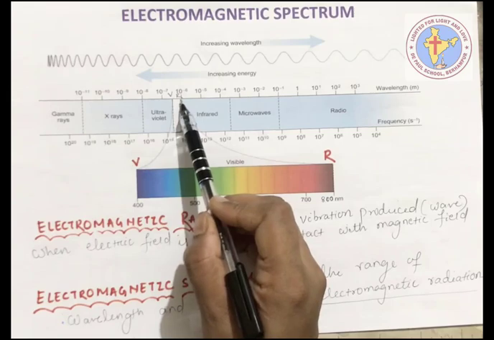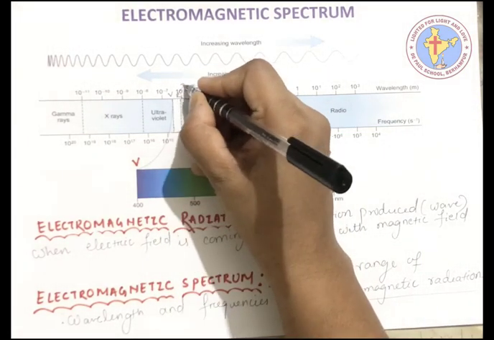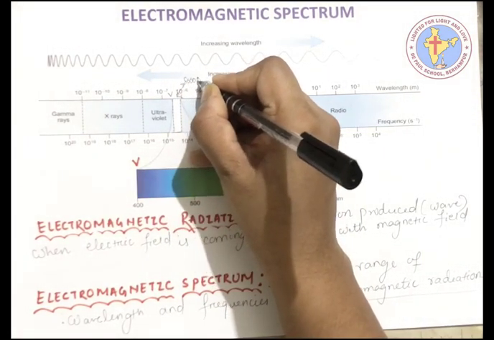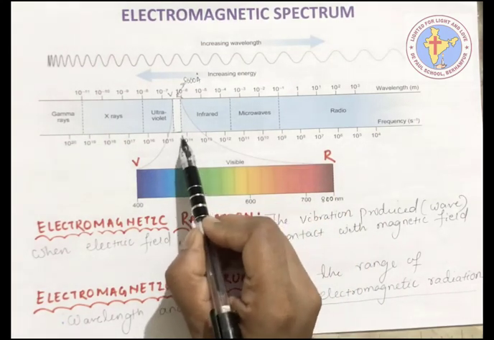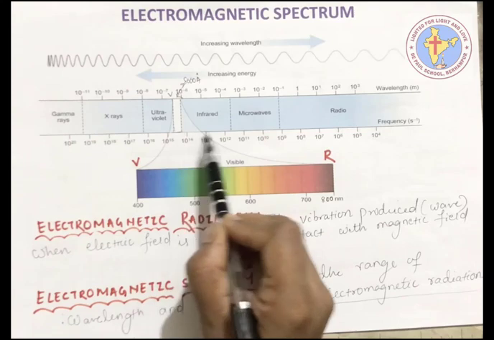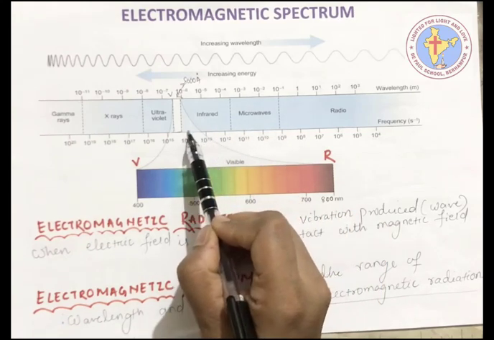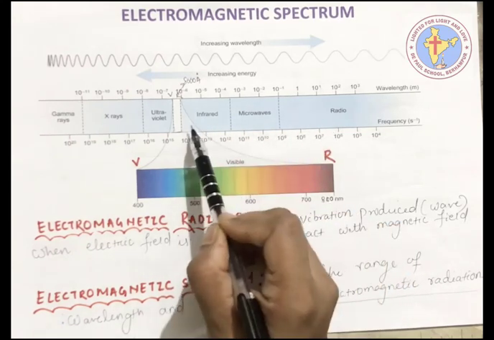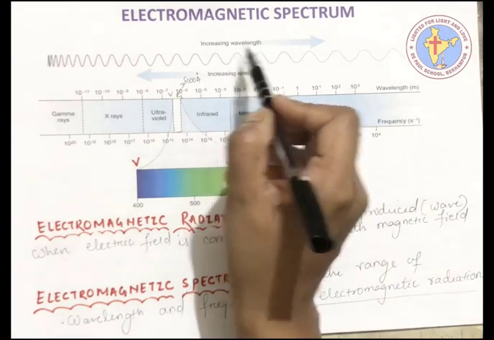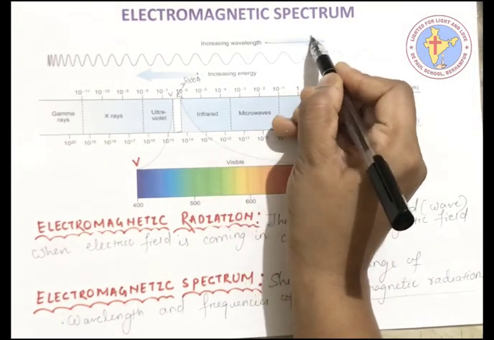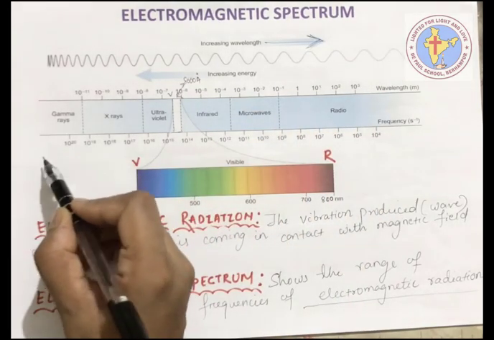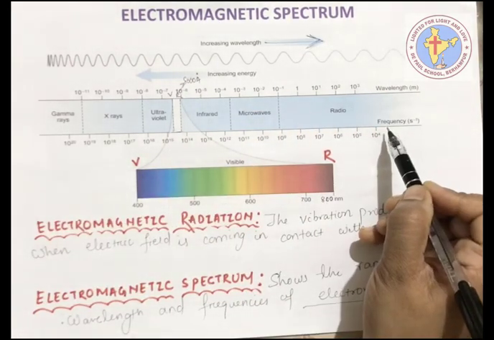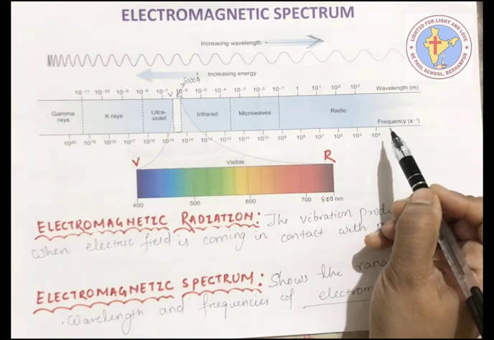So what is the wavelength of red? As I told you, it's 8000 Armstrong. So it is very clear that as you are moving beyond the red extreme, the wavelength will increase. That's why it is shown here with this arrow mark, which shows that as you are moving from gamma rays to radio waves, the wavelength increases.